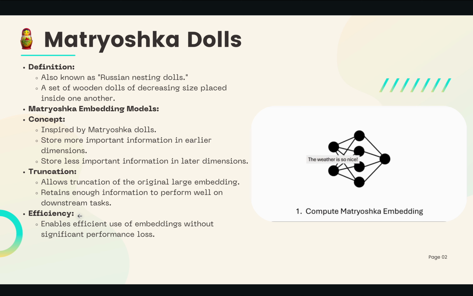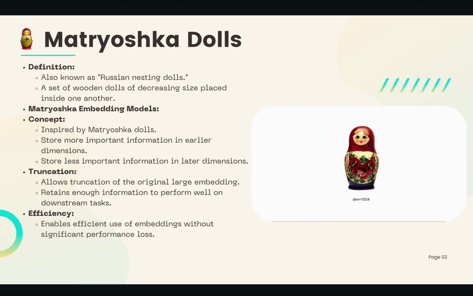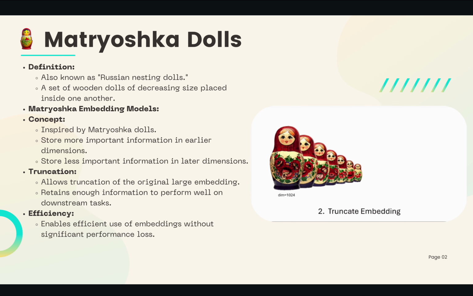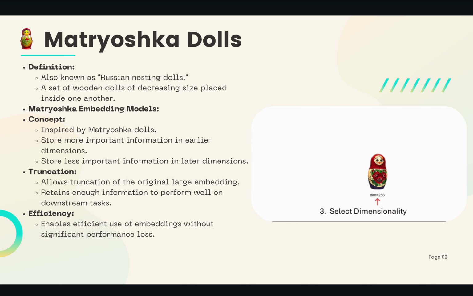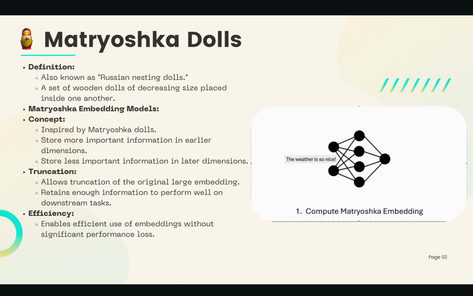This is why we call it Matryoshka dolls, which are also known as Russian nesting dolls, as we can see now. The concept is inspired by the Matryoshka dolls, where we store more important information in earlier dimensions, and we store less important information in later dimensions. So we allow truncation on the original large embeddings and still retain enough information to perform well on downstream tasks.